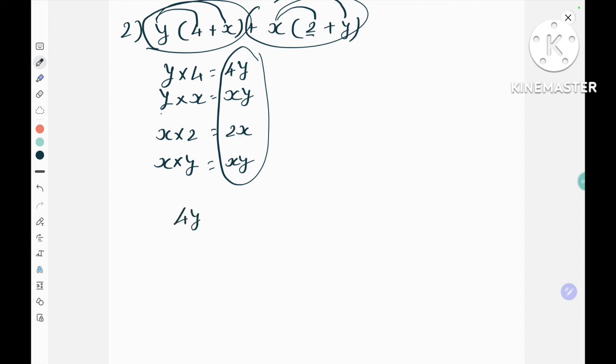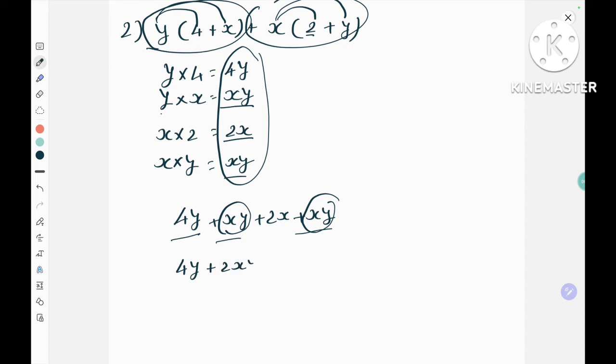Okay, let's write all 4 terms after multiplication in a row and then simplify. So 4y plus xy plus 2x plus xy. Let's collect the like terms. 4y has no other like terms, right? So we write 4y as it is. xy and xy are like terms, right? So xy plus xy is going to be 2xy, and here plus 2x has no other like term, so we just write it as it is.